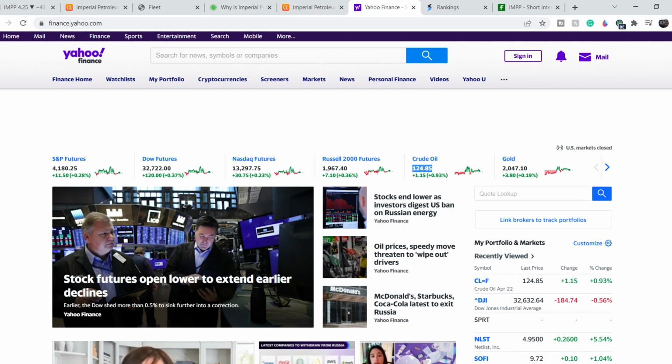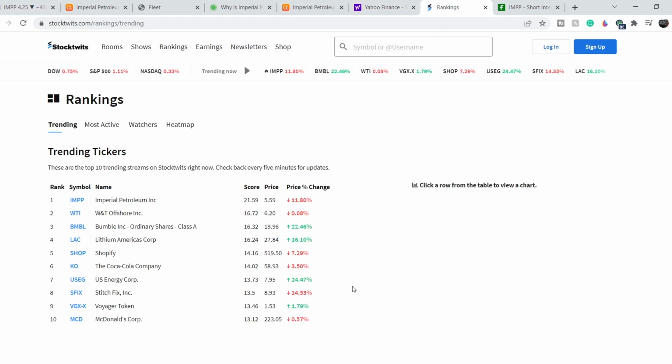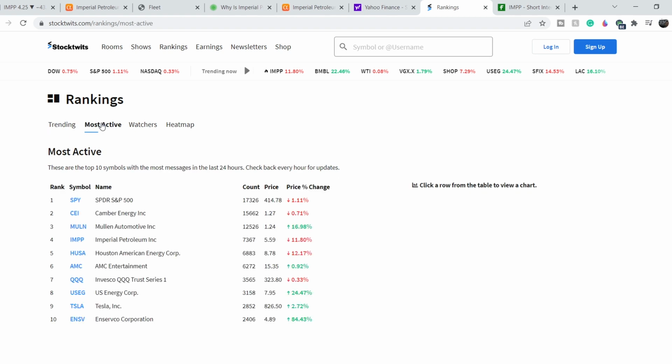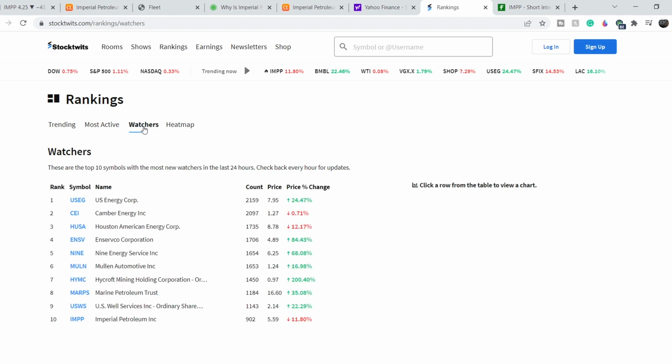And as long as this price goes higher, we might see much higher prices for IMPP ticker symbol and for the company. On top of that, Imperial Petroleum Inc is a very small company. We have a lot of momentum from retail investors. And on stocktweets.com website, in the trending section, IMPP ticker symbol is in 1st place. In the most active section, it is in 4th place. And in the watchers section, it is in 10th place.